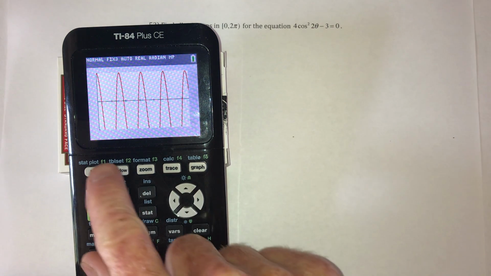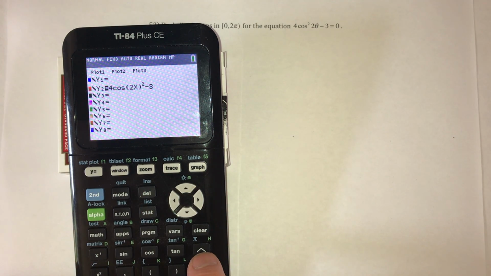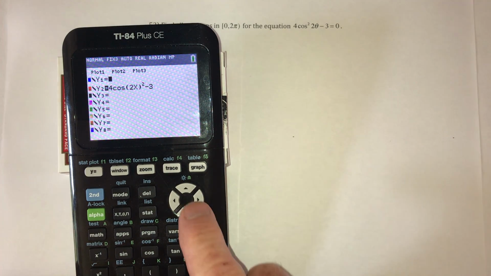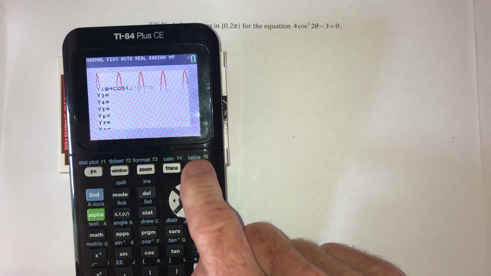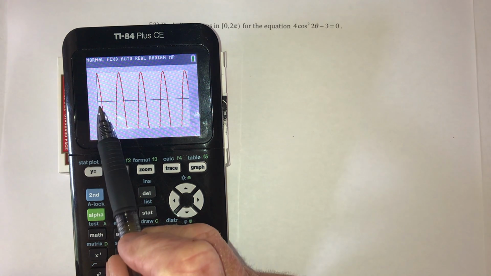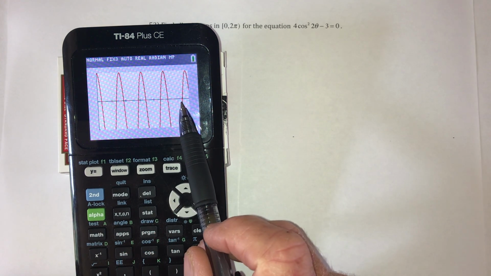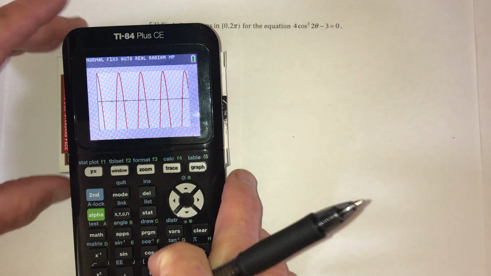So if you look at the function, when it's equal to 0 means when does it cross the x-axis, and then take a look at the graph. There's going to be 1, 2, 3, 4, 5, 6, 7, 8 solutions. So we're looking for 8 solutions.